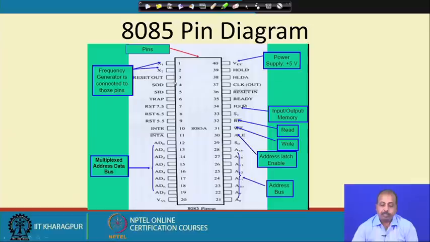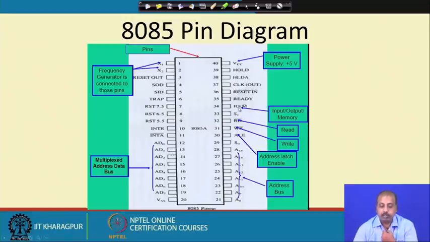Then apart from that, we have got this ALE signal. This ALE signal is address latch enable. That will be useful for separating out the multiplexed address and data bus lines. We will see it slowly.